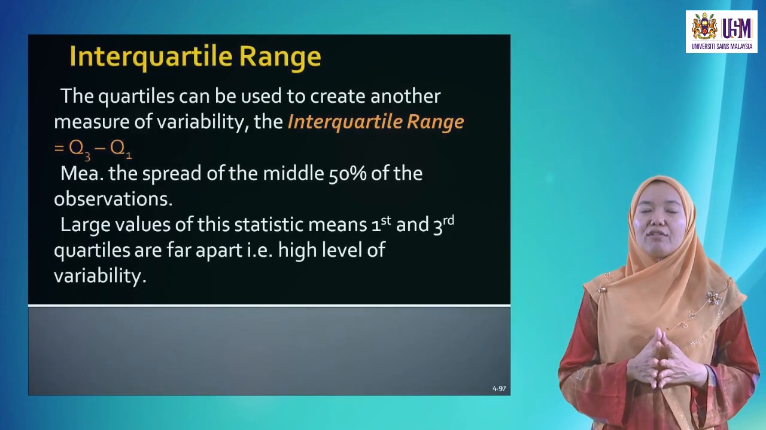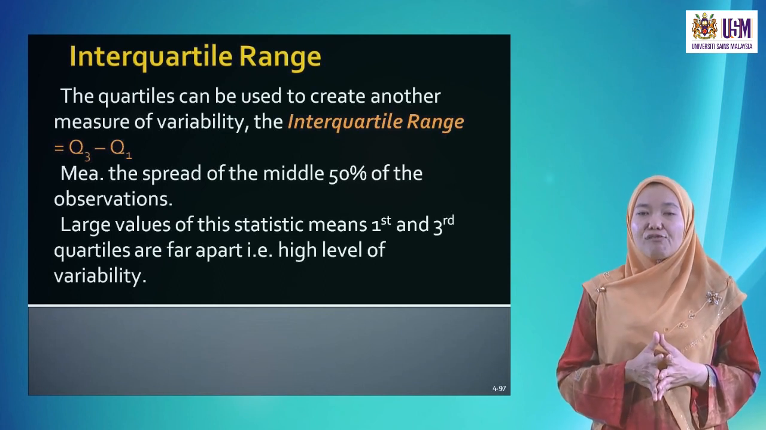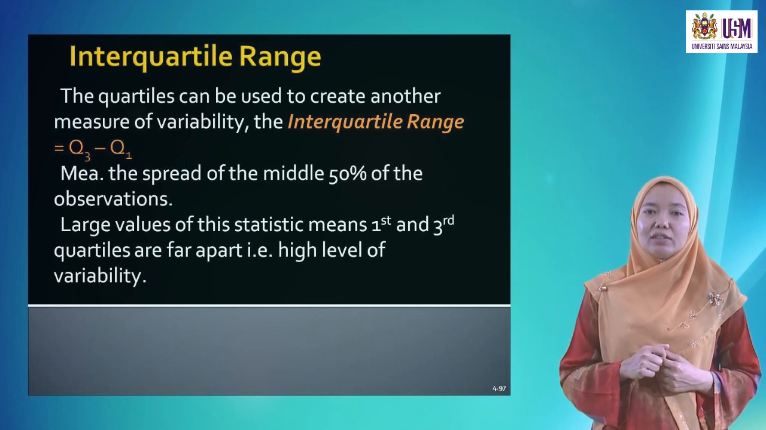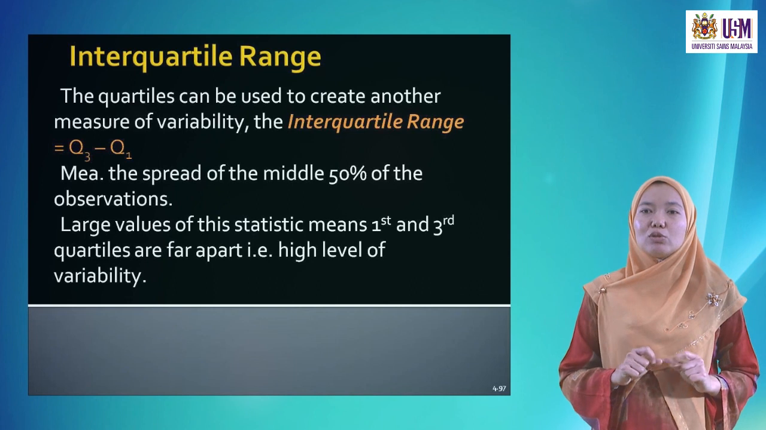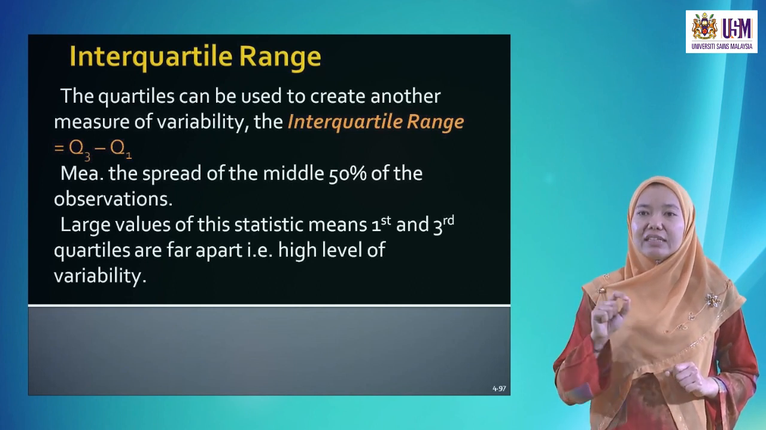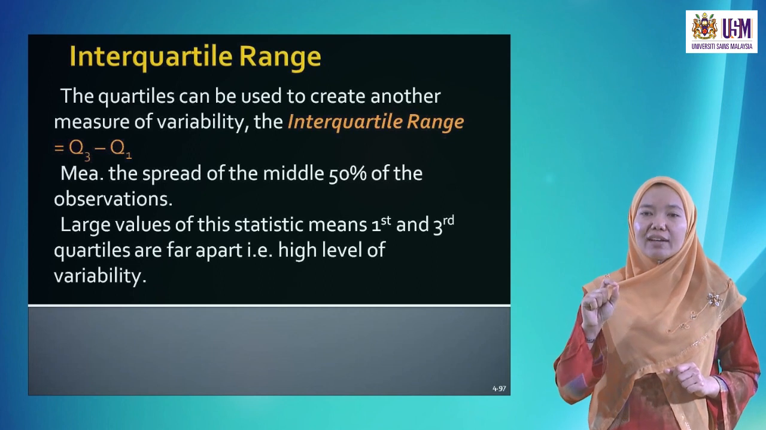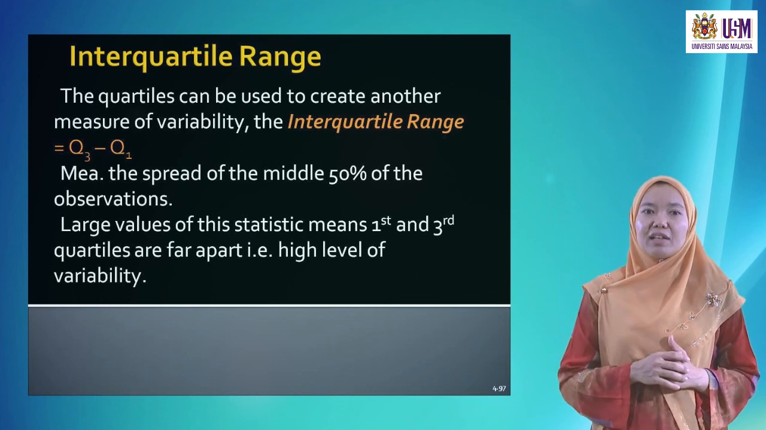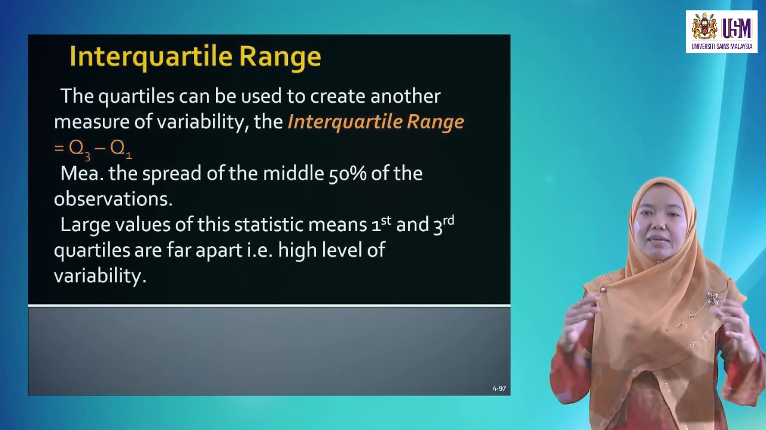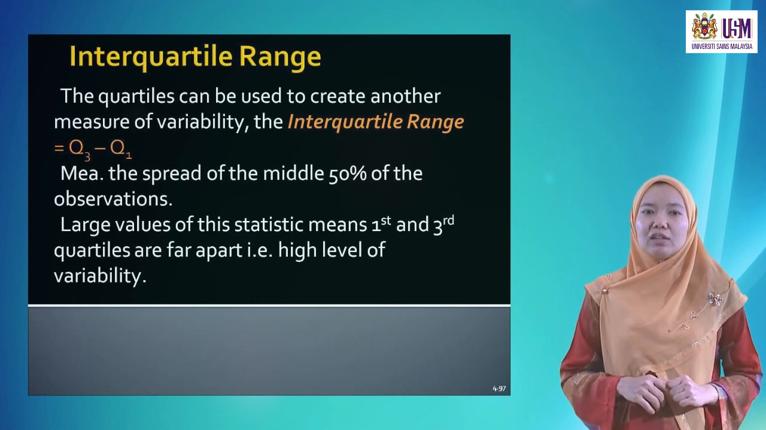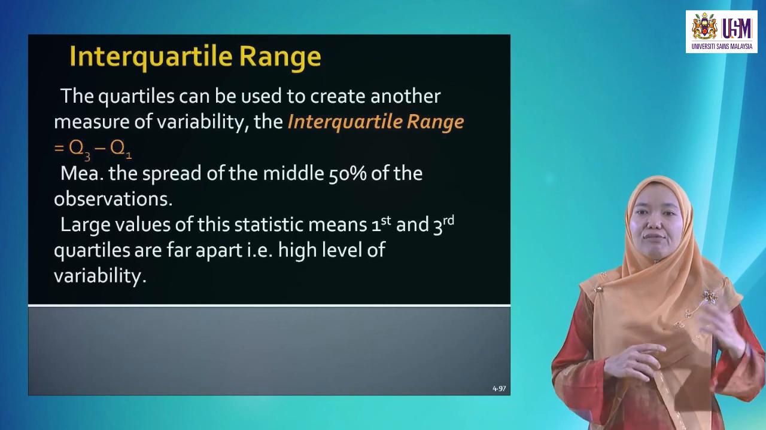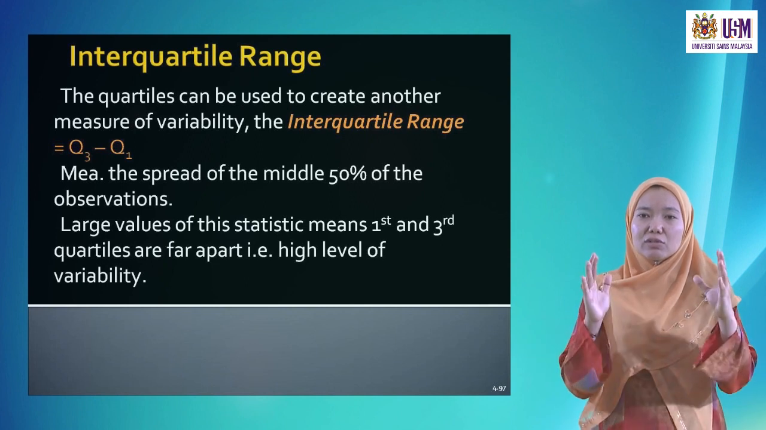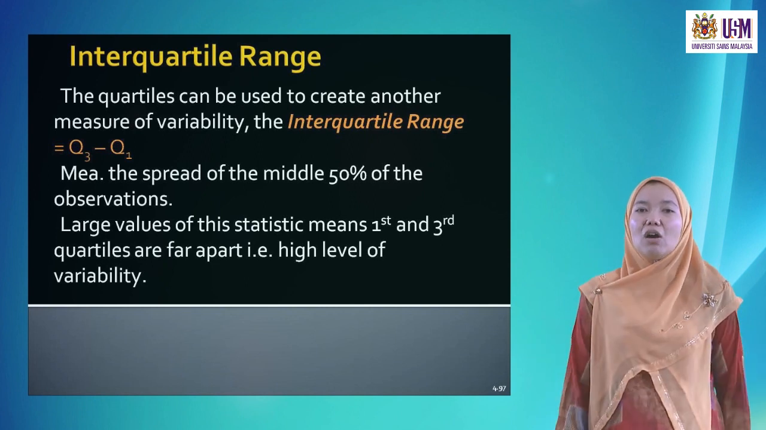The fourth measure of dispersion, or measure of variation, is what we call the interquartile range. The quartile, from the word quarter, can be used to create another measure of variability, that is the interquartile range. How do you calculate it? Simply take the third quartile value and deduct the first quartile value. So it measures the spread of the middle 50% of the observations. A large value of this statistic means the first and the third quartile are far apart, which means a high level of variability. You just look at the middle 50% of the observations.